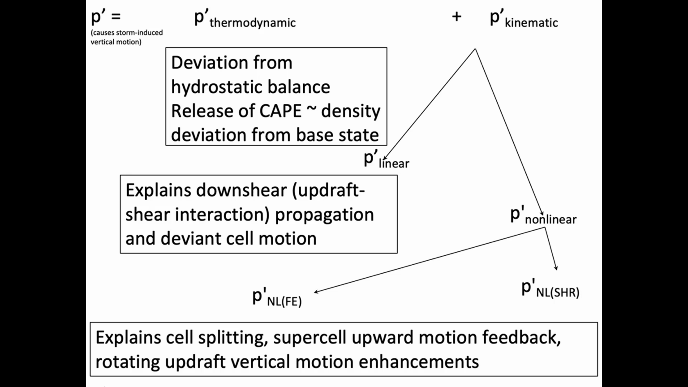However, the nonlinear component does not explain whether a right mover or a left mover or both will be dominant. That's from the linear component. That will explain the down shear propagation as well as the deviant cell motion.